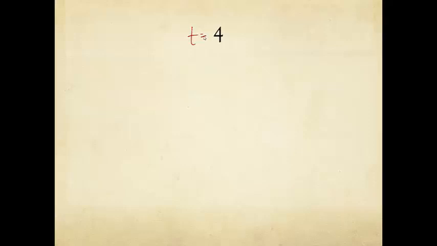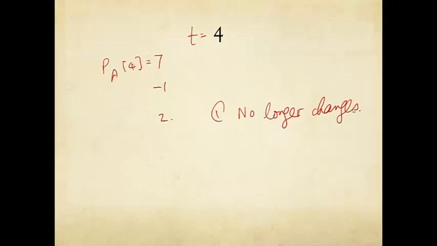Keep going. T equals 4. PA now you can compute to be 7, PB is minus 1, PC is 2, PD is still the same. And how about we keep going? T equals 5, 6, and so on. Turns out we don't need to do that. There are two ways to look at it. One is it no longer changes. You can try it, but you will see that it no longer changes. You have converged, the Bellman-Ford algorithm is at the right answer.